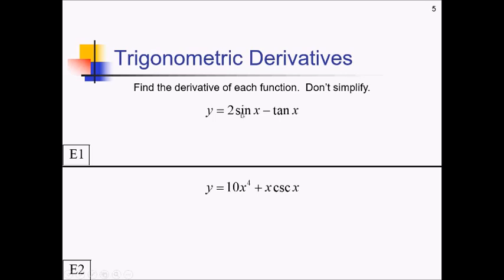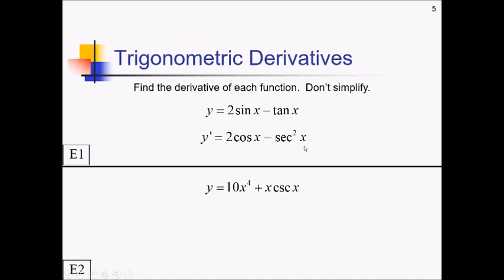Alright, so we're just going through term by term, just like as if it were a polynomial. Derivative of sine of x, we remember, is cosine of x, and the 2 is just along for the ride. You do not need the product rule here. So this is just 2 cosine of x for that first term. And then the derivative of tan is secant squared of x, so this is minus secant squared of x.